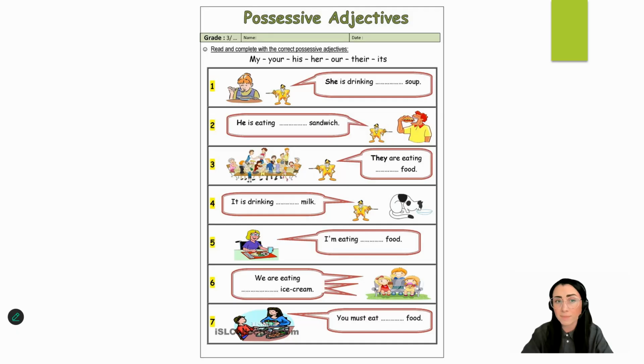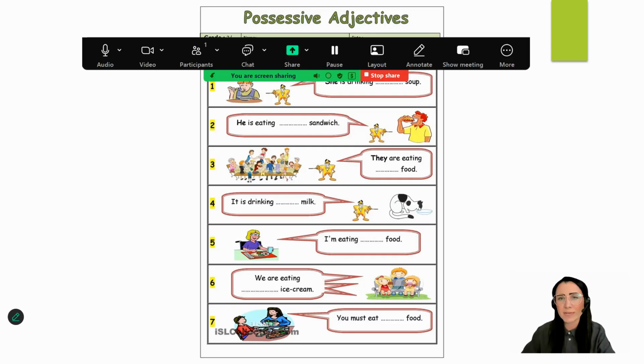Correct answers. Number 3, they are eating their food. Number 4, it is drinking its milk. Number 5, I am eating my food. Number 6, we are eating our ice cream. Number 7, you must eat your food. You did it. Perfect. Let's move to the next slide.